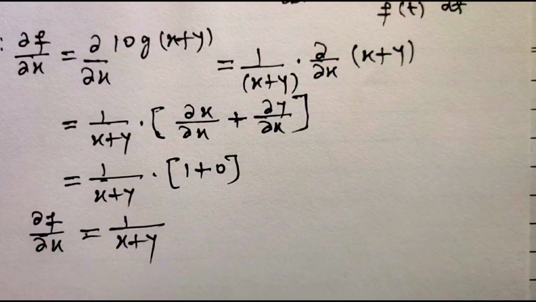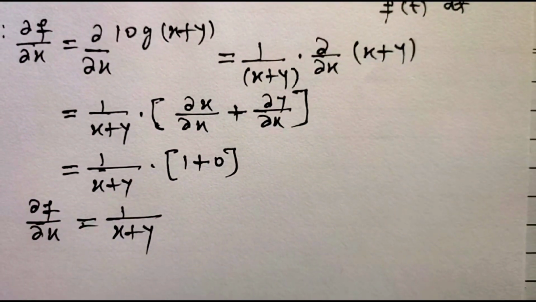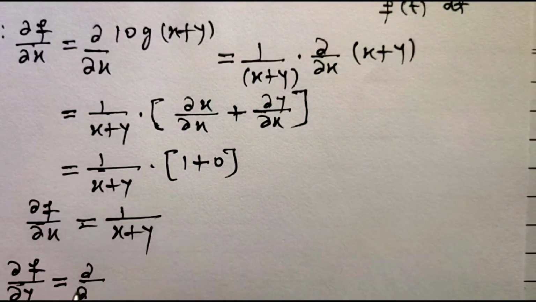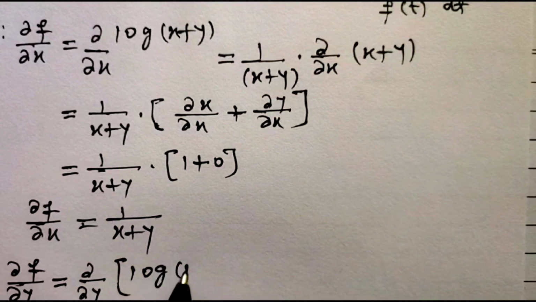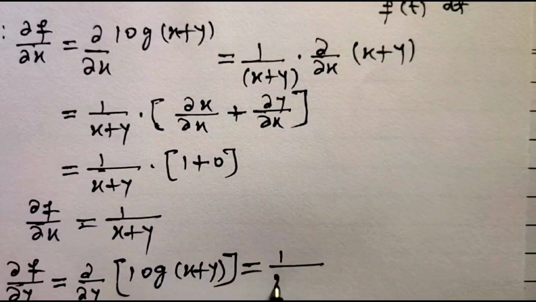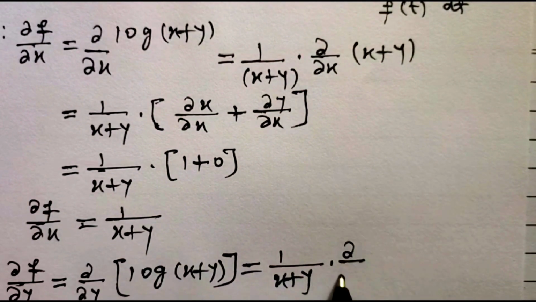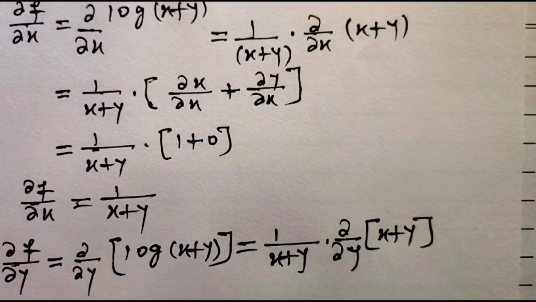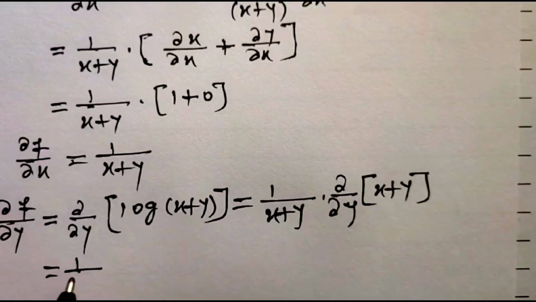Similar to this, we have to find the partial derivative of f with respect to y. Hence, the partial derivative of f with respect to y is equal to the partial derivative with respect to y of logarithm of x plus y. And this is equal to 1 upon x plus y into the partial derivative with respect to y of x plus y.